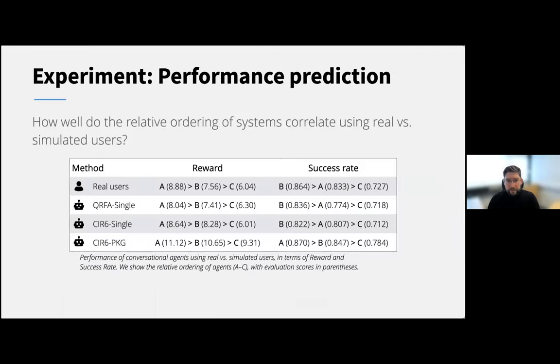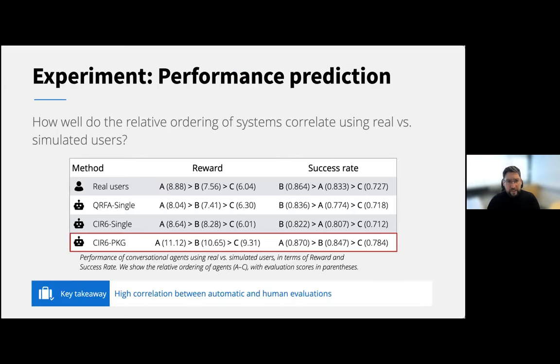So one experiment that we did was how well do the relative system orderings correlate when we use real users versus simulated ones. We have these three systems, A, B, C. We have real users in the top row, and then three different versions of the simulator, three increasingly more advanced ones, and two evaluation measures, reward and success rate. And what we can see is that with one exception, we get a perfect correlation. Yes, it's only three systems, but also a positive signal.